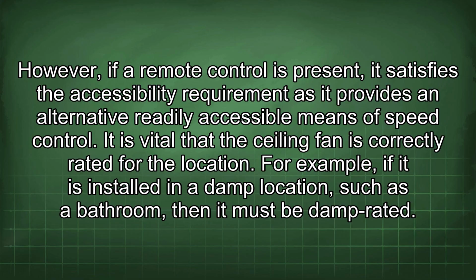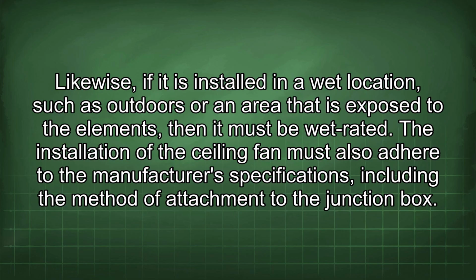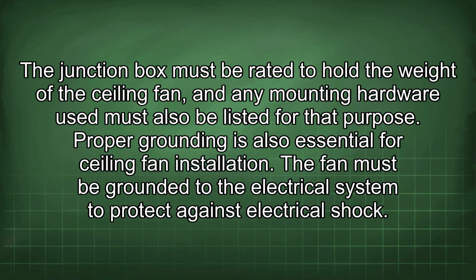For example, if it is installed in a damp location, such as a bathroom, then it must be damp rated. Likewise, if it is installed in a wet location, such as outdoors or an area that is exposed to the elements, then it must be wet rated. The installation of the ceiling fan must also adhere to the manufacturer's specifications, including the method of attachment to the junction box. The junction box must be rated to hold the weight of the ceiling fan, and any mounting hardware used must also be listed for that purpose.